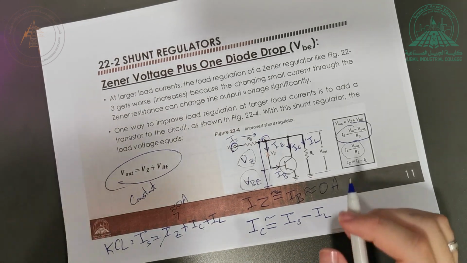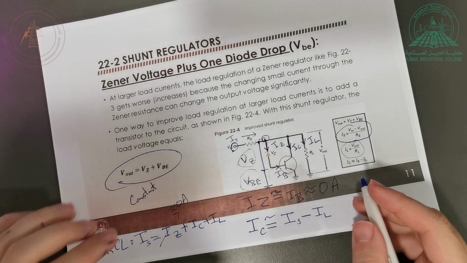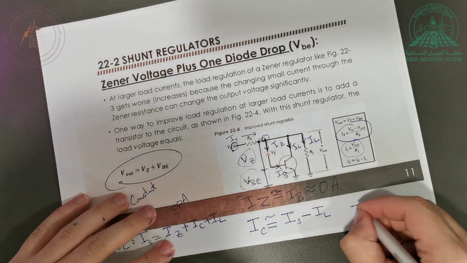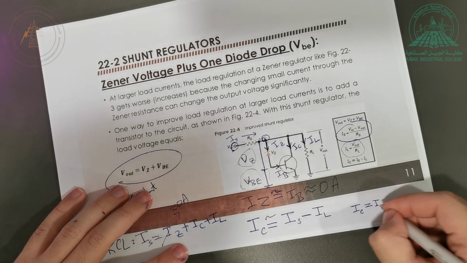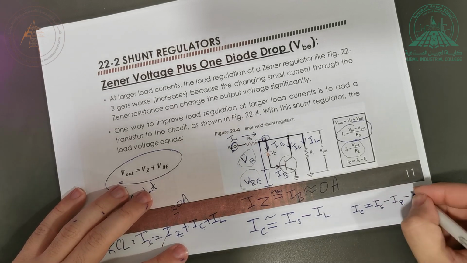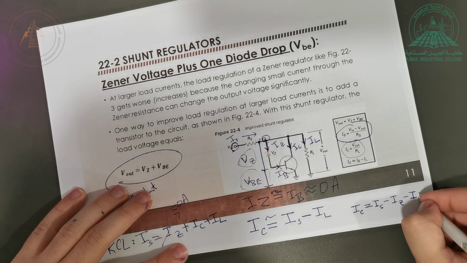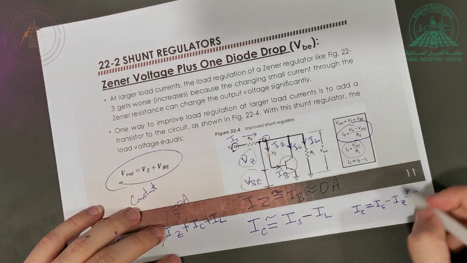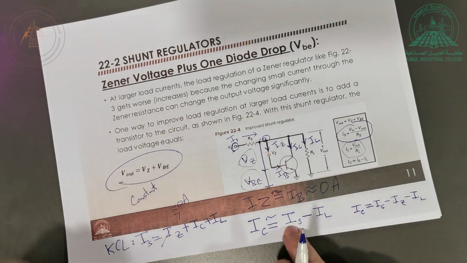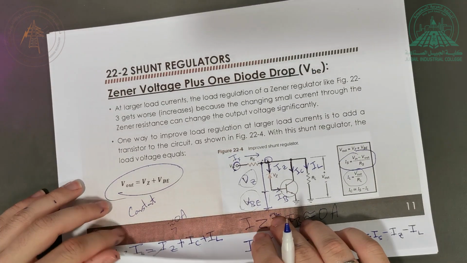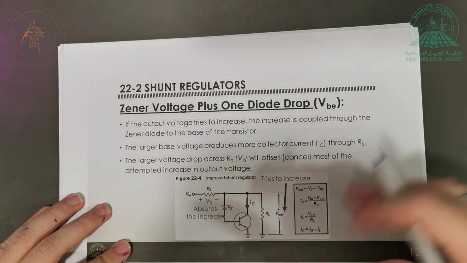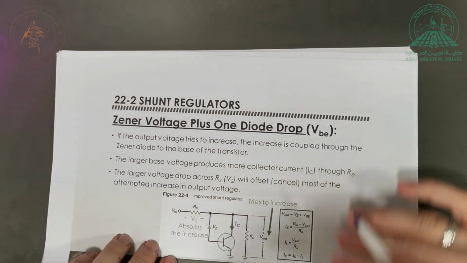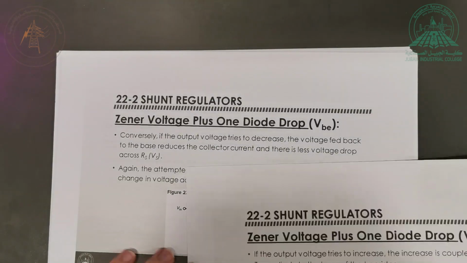If you want to find the accurate expression, the accurate expression is IC is exactly equal to IS minus IZ minus IL. Again, IZ is almost 0. That's why it can be approximated like this. And here ahead is just an explanation of what we discussed right now, nothing new here.